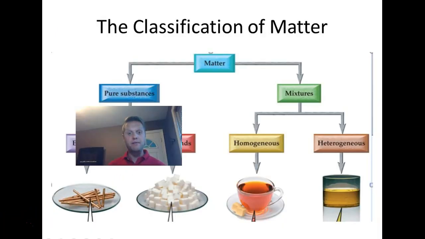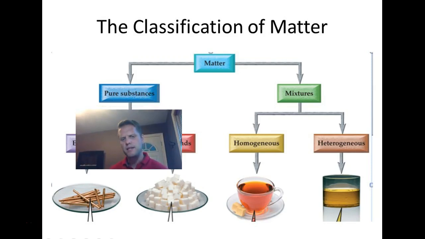So if matter is everything around us, scientists like to classify things, which means organize them into different structures. Here we have matter, and it can be divided into two main groups. The first group is called pure substances, and the second is called mixtures. We're going to define these in class, but mixtures are different things that are just mixed together, and pure things are made up of one type of thing.